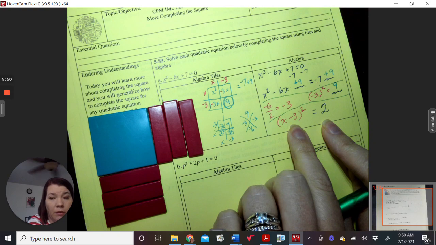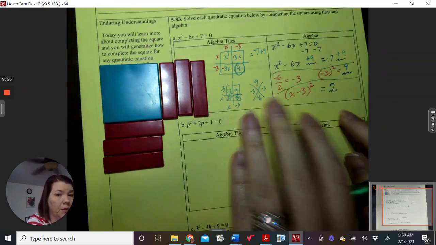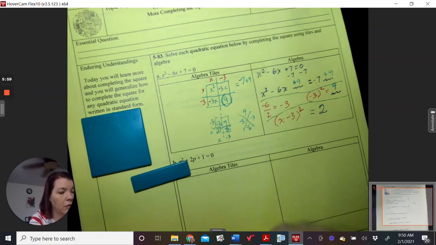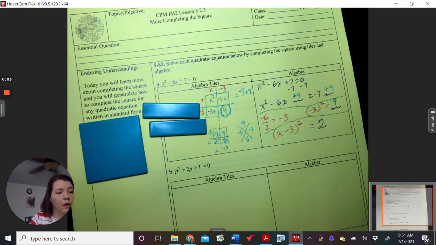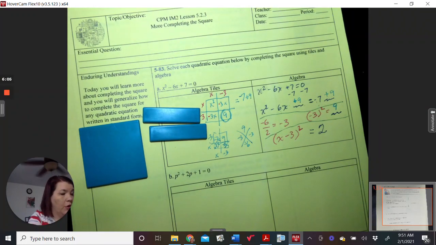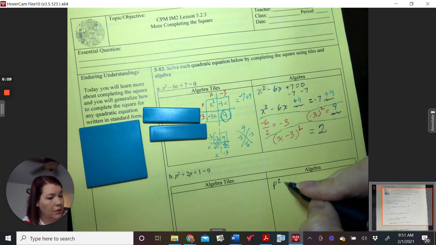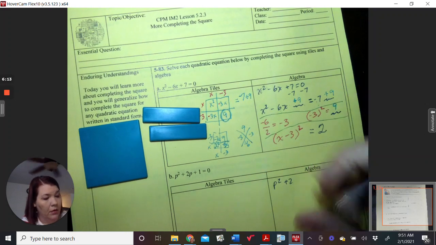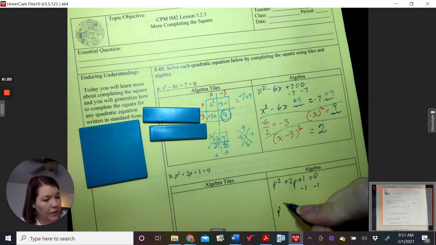So for B, I have 2 p's. There they are. So I've got p squared and p, 2 p's, and then this plus 1. So again, algebraically, the first thing I do is move the 1. P squared plus 2p squiggle equals negative 1 squiggle.